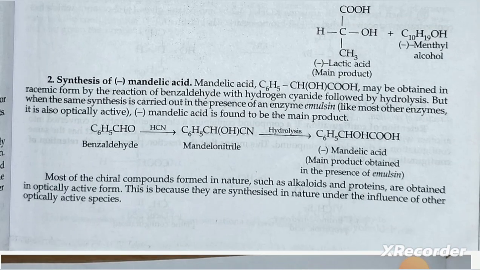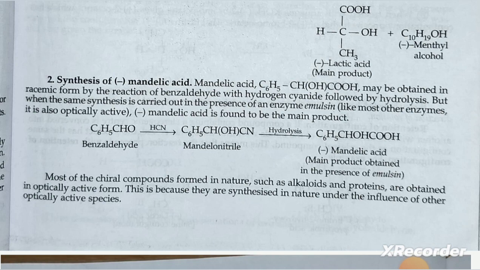Second is the synthesis of minus mandelic acid. Mandelic acid, C6H5-CHOH-C(=O)-OH, may be obtained in the racemic form by the reaction of benzaldehyde with hydrogen cyanide followed by hydrolysis. But when the same synthesis is carried out in the presence of an enzyme, emulsin, which like most other enzymes is optically active, minus mandelic acid is formed as the main product. Benzaldehyde in the presence of HCN gives rise to mandelonitrile. Hydrolysis gives rise to minus mandelic acid, the main product obtained in the presence of emulsin.